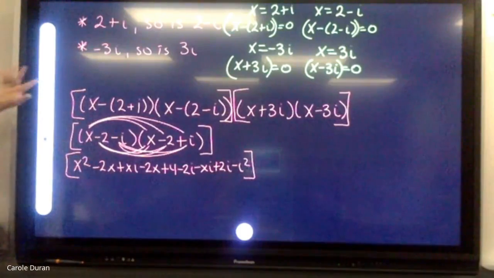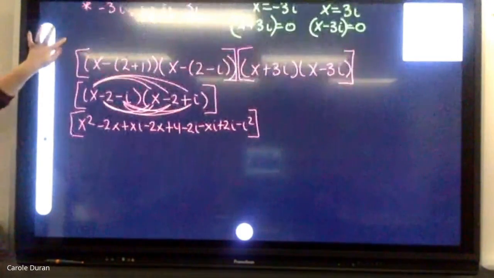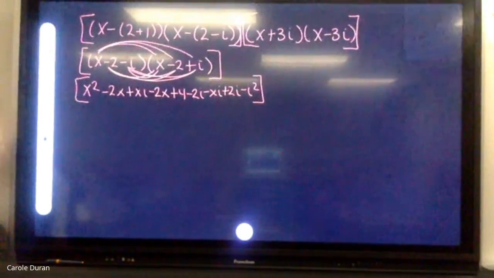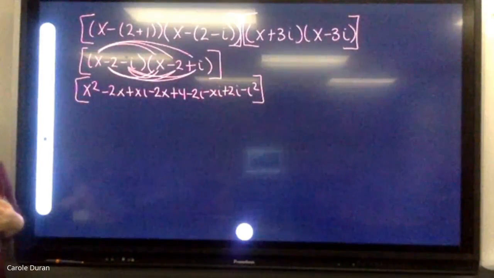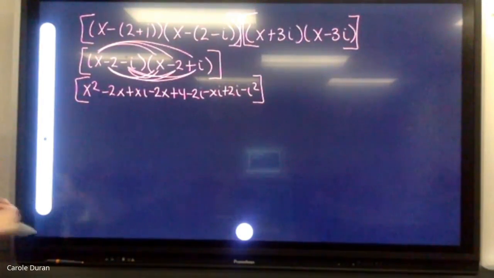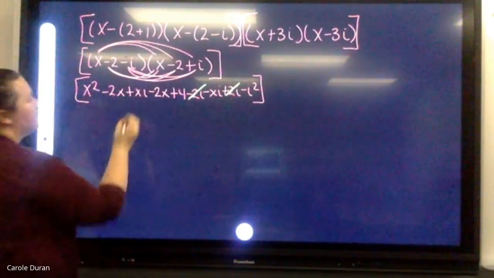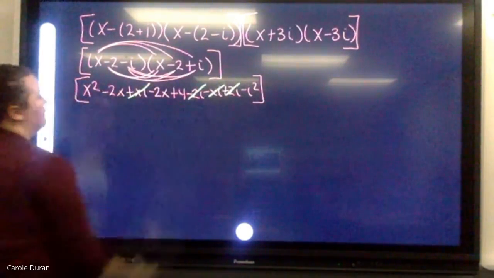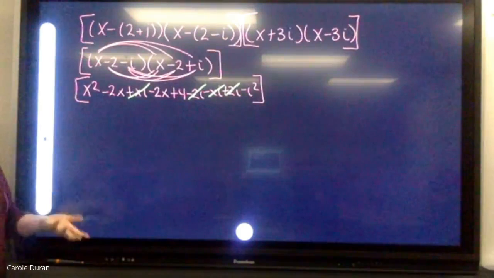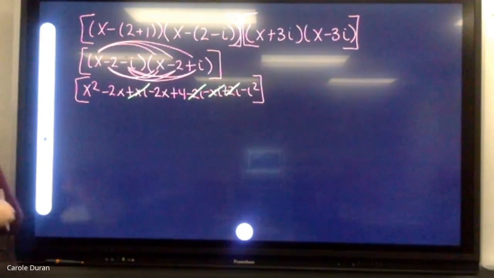I'm going to go ahead and simplify this as much as possible. Is there anything that canceled out? 2i plus 2i. Negative 2i and 2i, also my xi's. Nothing else canceled, but I can put stuff together.